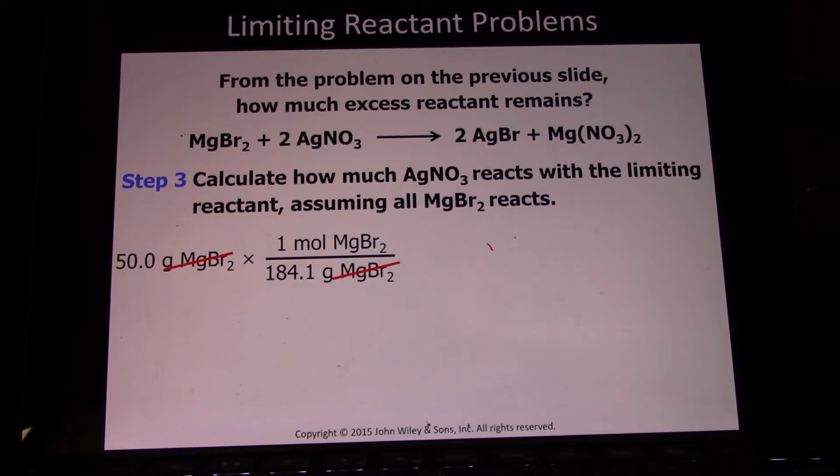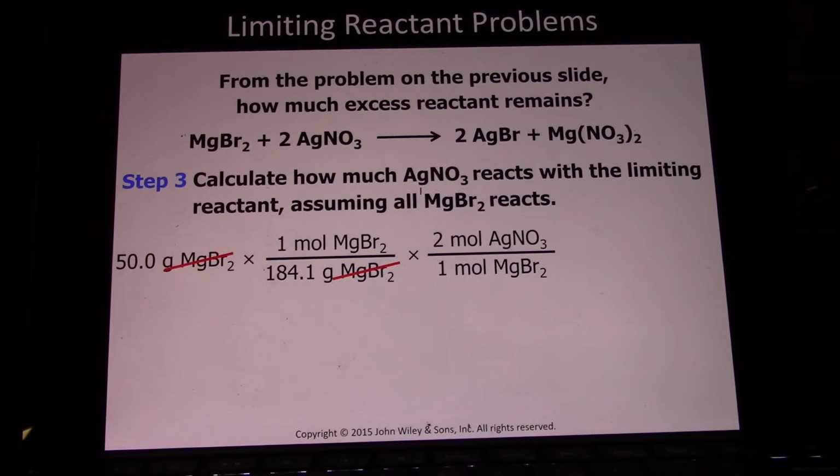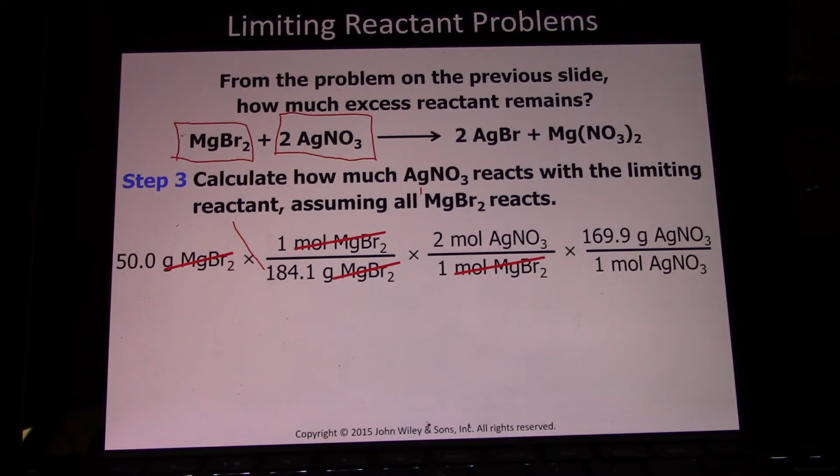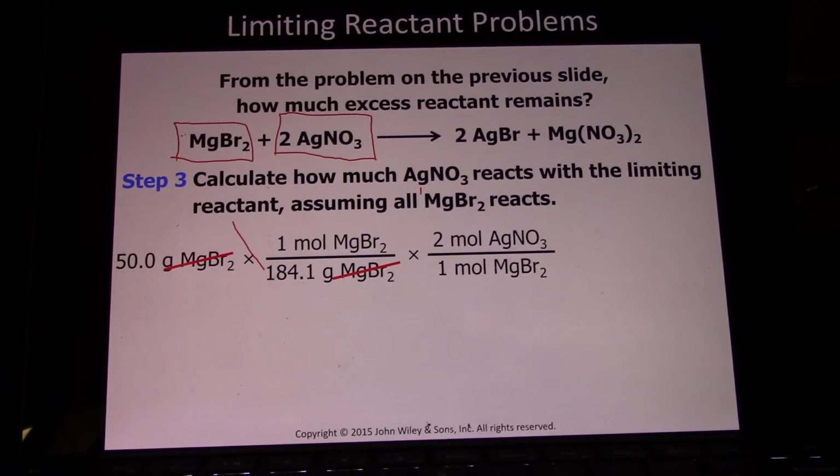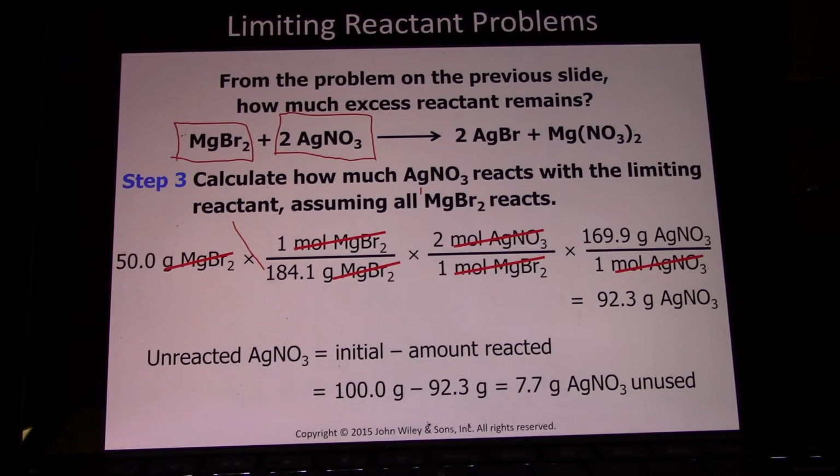Well, if all the magnesium bromide is consumed, and now my stoichiometric ratio is 2-to-1, I consume 2 moles of silver nitrate for every 1 mole of magnesium bromide consumed. Then I convert back to grams. I would use 92.3 grams of silver nitrate. If we go back to the beginning, you started with 100 grams of silver nitrate. And we only used 92.3 grams, which means we used up all the magnesium bromide, and we have 7.7 grams of silver nitrate that was not used. It is the excess reactant. It was not used up. There was stuff left over when all was said and done.